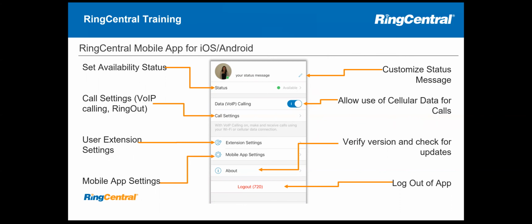The data VoIP calling is just allowing you to switch between Wi-Fi and your data, setting up your call settings for your voice over IP and ring out if needed. More importantly, your extension settings. If you remember from our Express setup and logging into your portal, all those tabs, it showed you phones and numbers, call handling and forwarding, message and notifications. Tapping here will take you to that interface, allowing you to make changes to your call handling as needed right from your cell phone.